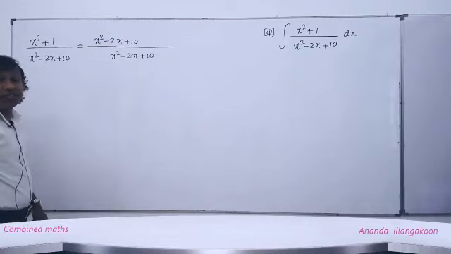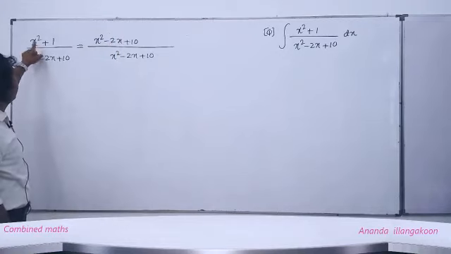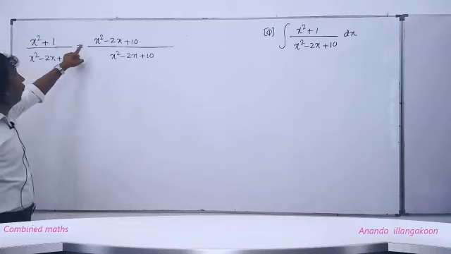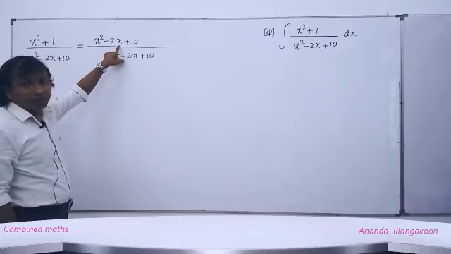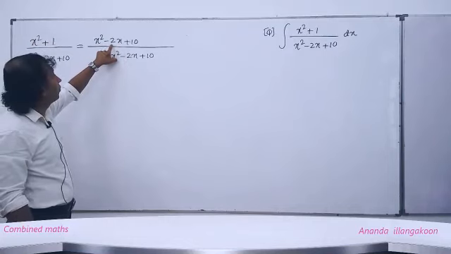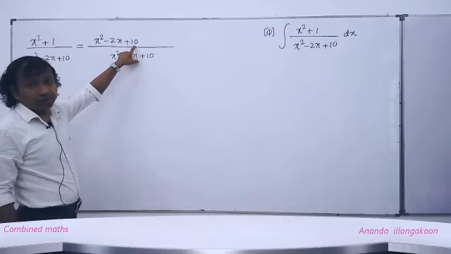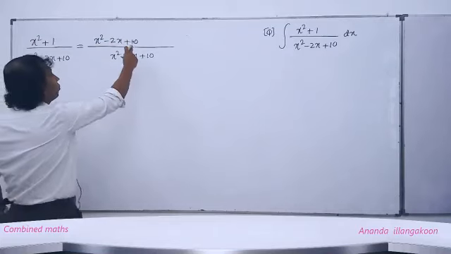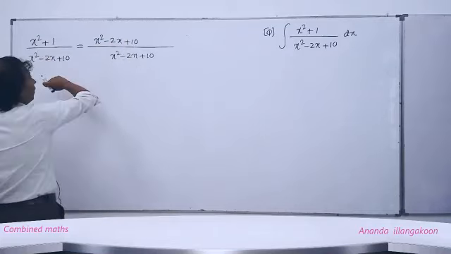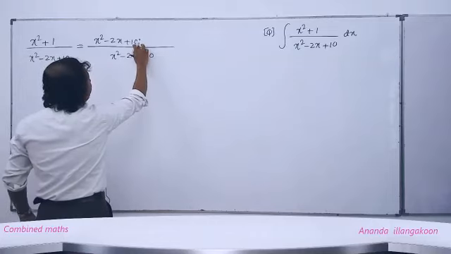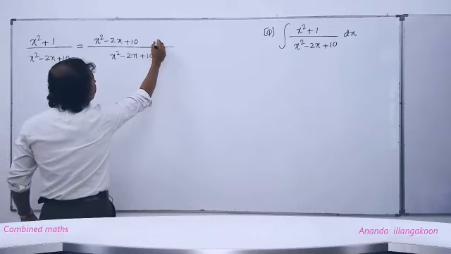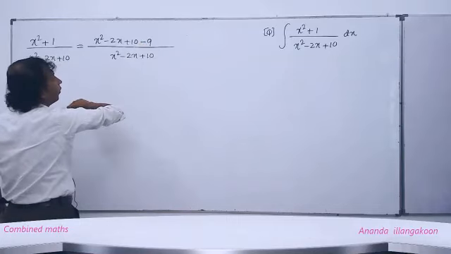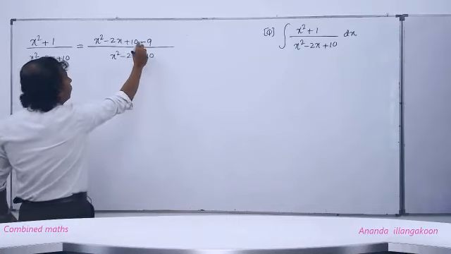People, but what should we have at the numerator? x squared plus 1. In addition to this x squared plus 1, what are the terms here we have, people? Minus 2x plus 10 we have. There should not be those terms. Finally, the numerator should be only x squared plus 1. Then this is what I do. I subtract 9 from this 10, and I add 2x.